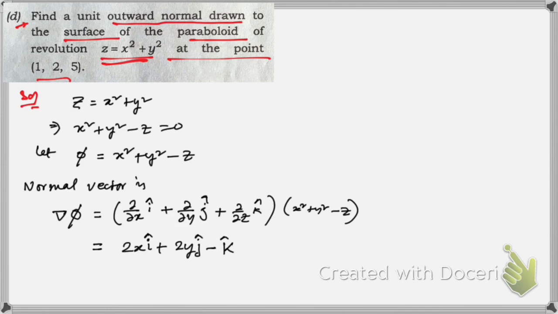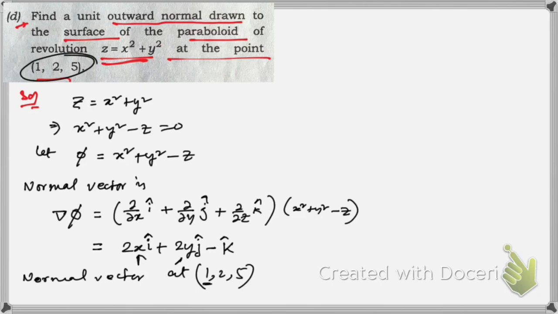So at the point, what is the point? This is the point 1, 2, 5. At that point, the normal vector is given by, so now replace x by 1 and replace y by 2. As z is not present there, this vector becomes 2 i cap, then if you put y is equal to 2 here, 2 times 2 is 4, j cap, minus k cap. So this is the normal vector.